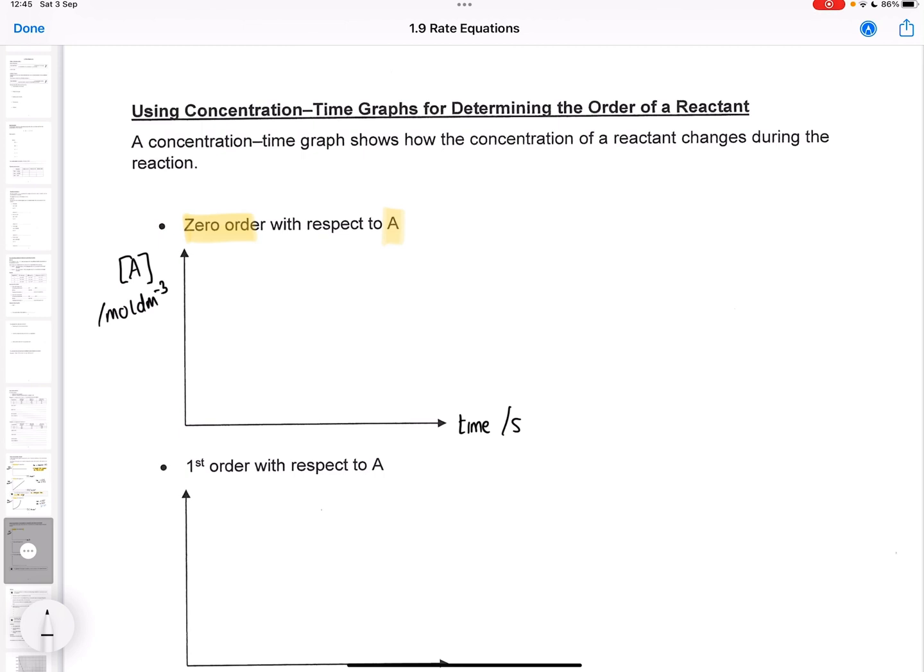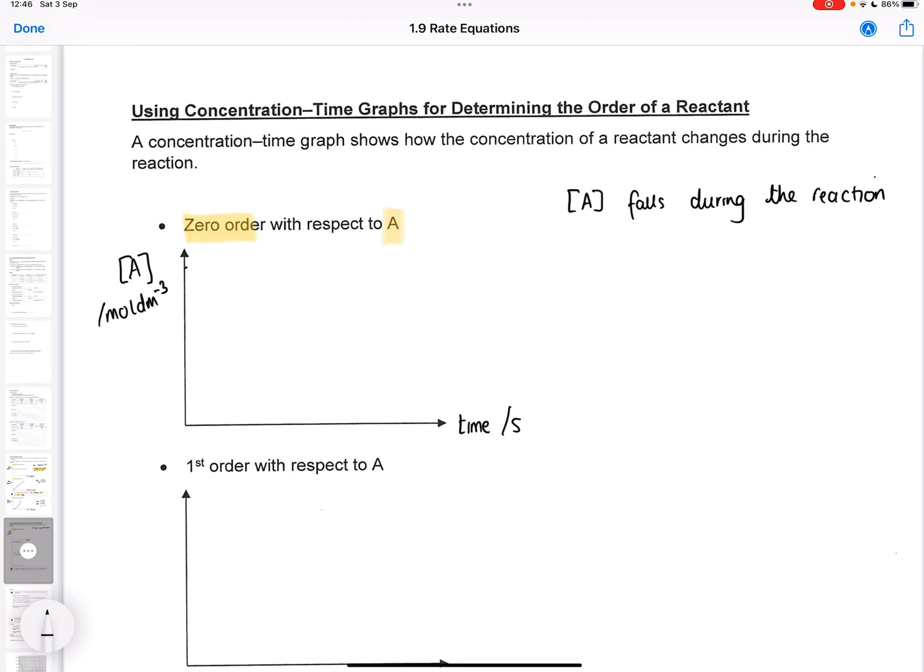So there's a few thoughts we might have here. We know that concentration of a reactant will start high. So we know our graph's going to start up at the top somewhere and it's going to fall during the reaction. So concentration of A falls during the reaction. So we can write that down. It means it's going to go down. Is it going to go down in a straight line or in a curve?